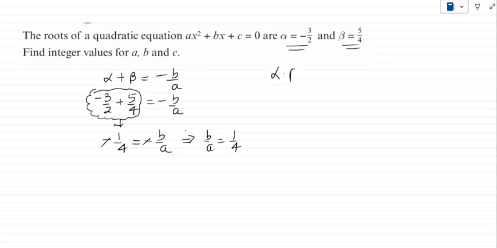Once you multiply alpha dot beta, alpha is what? Minus 3 by 2 and beta is 5 over 4, and alpha dot beta is c over a, right? So what did you get?